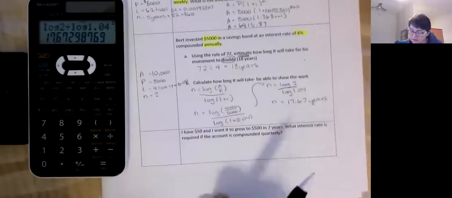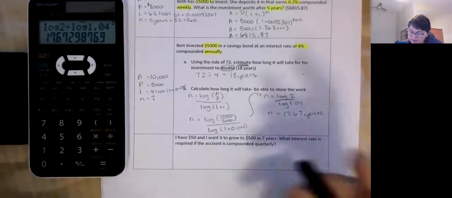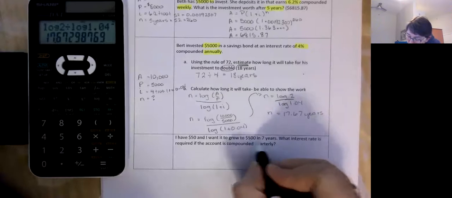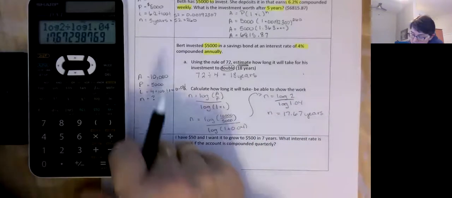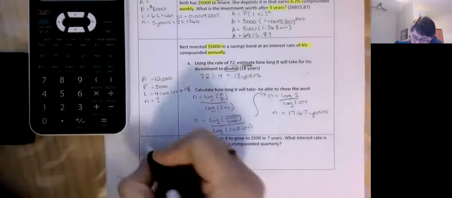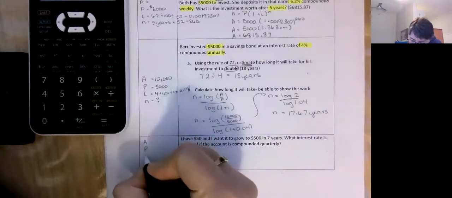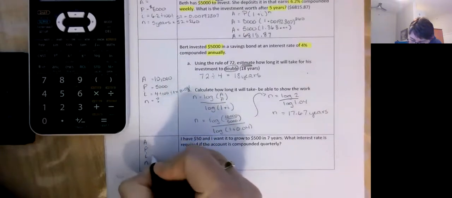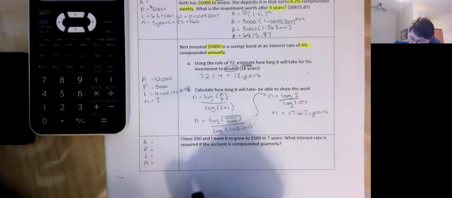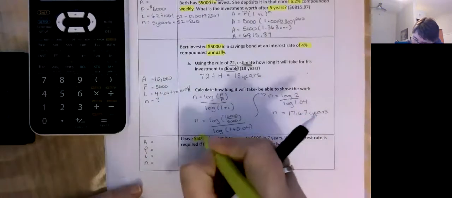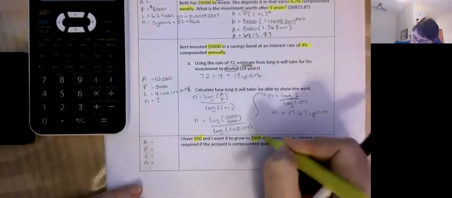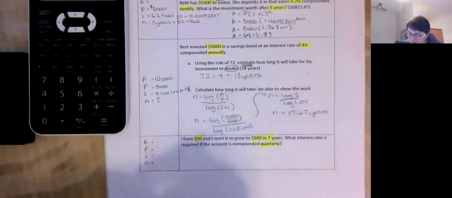All right, last one. I have $50 and I want it to grow to $500 in 7 years. What is the interest rate? A, P, I, N. I have $50. I want it to grow. It's going to take 7 years and quarterly. Everything we need is there.